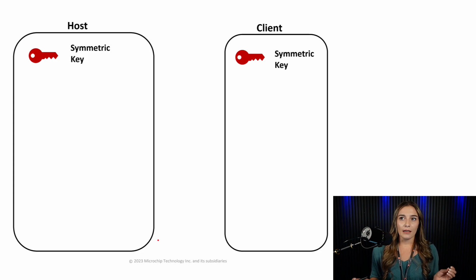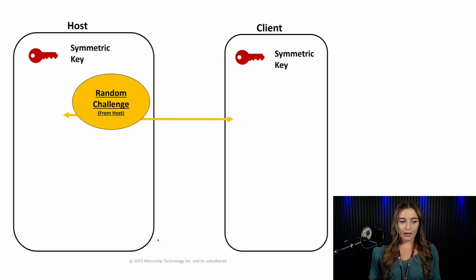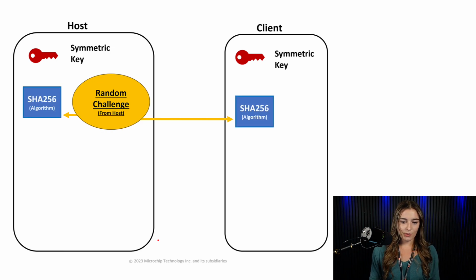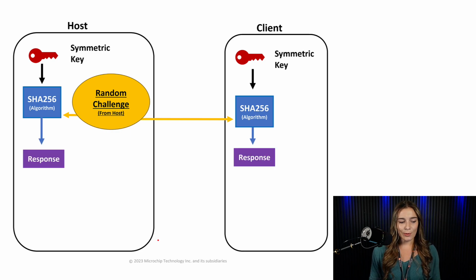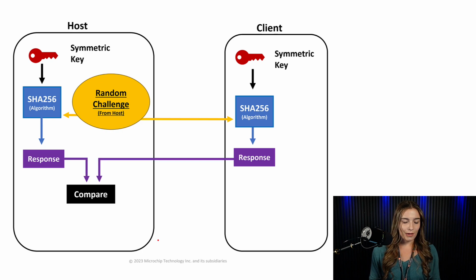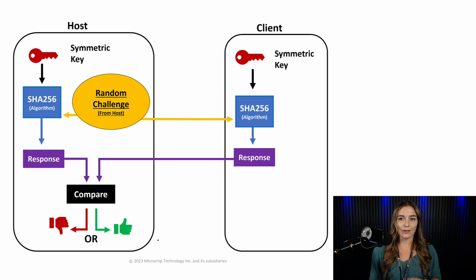Then when the devices interface in the field, the host is going to send a random number challenge to the client, and both the host and client will take this random number challenge and hash it with the symmetric key into an algorithm such as SHA-256. This is going to produce a response that the client will then send over to the host, and the host will run both responses through a compare function, which will determine if the client is allowed to interface with the host.